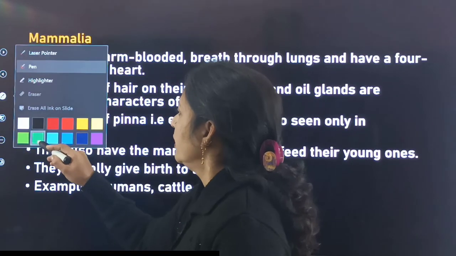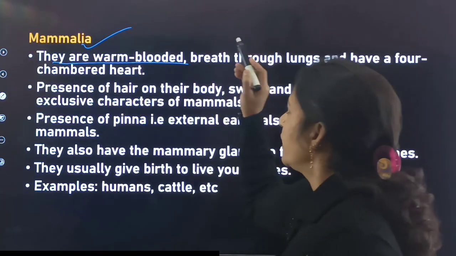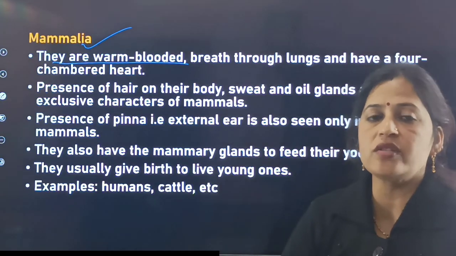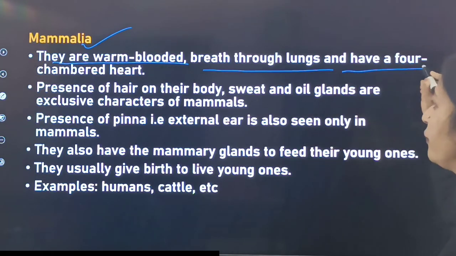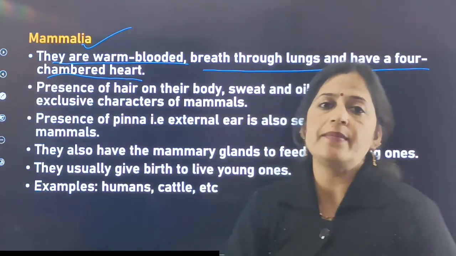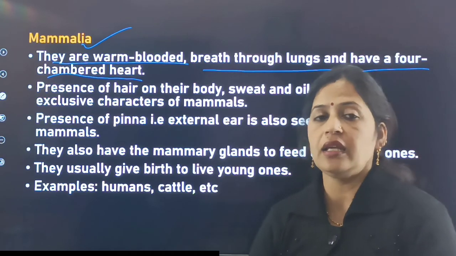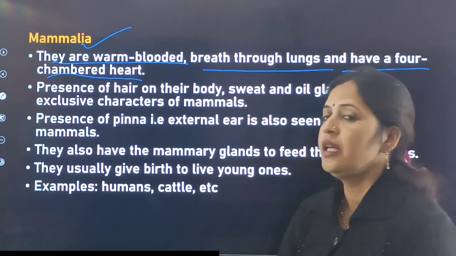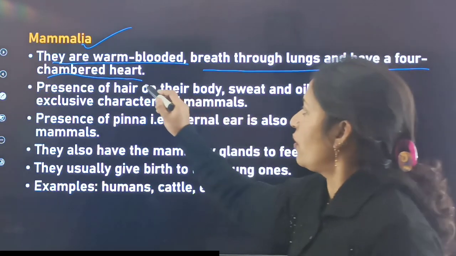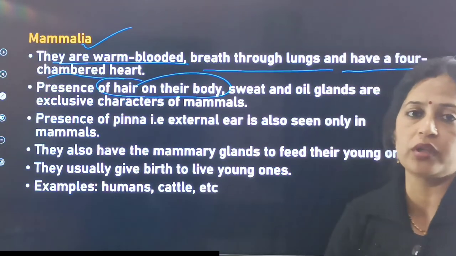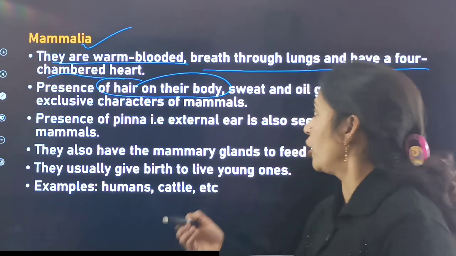Next is mammalia. They are warm-blooded animals, just as in the case of aves. They are again warm-blooded, breathe through the lungs and have a four-chambered heart. Presence of hair on the body is the most important feature in the case of the mammalia.